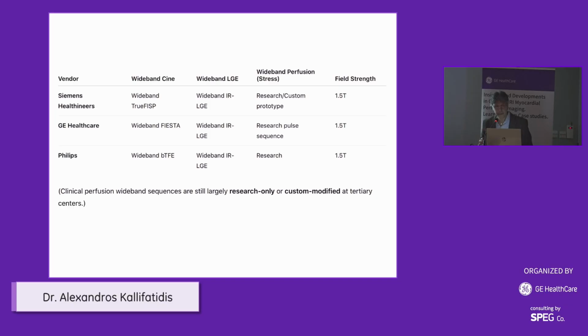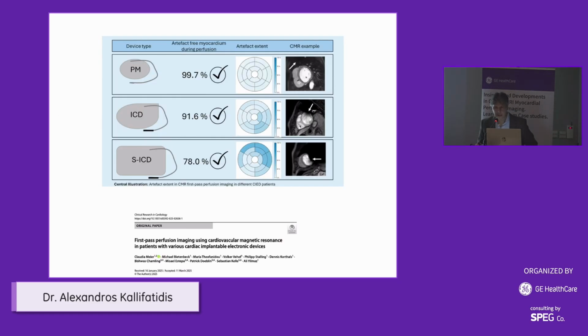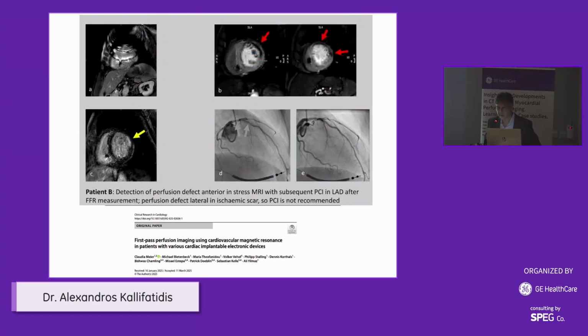There are wideband perfusion stress sequences that are prototypes or in a research progress, but also we can see from this nice publication that they used a modified spoiled gradient echo sequence, and how they managed to get very nice stress perfusion images. We can see nicely the defects, also the correspondence with the LGE and the coronarography.